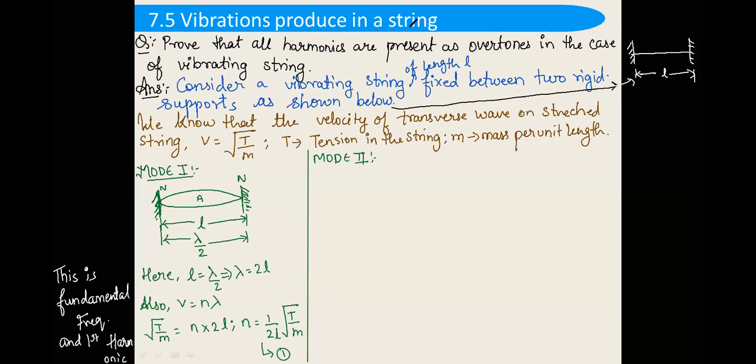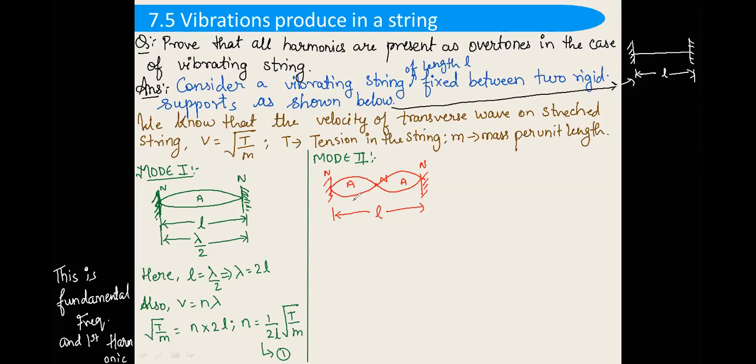What will be mode 2? Mode 2 will be the same diagram again, but with two loops now. The length of the string is the same, but now we are going to get two loops. So there is always a node, and between them there should be an anti-node. Now between two nodes there will be one more node, and between two nodes there will be an anti-node, like this. Then we will draw a stationary wave.